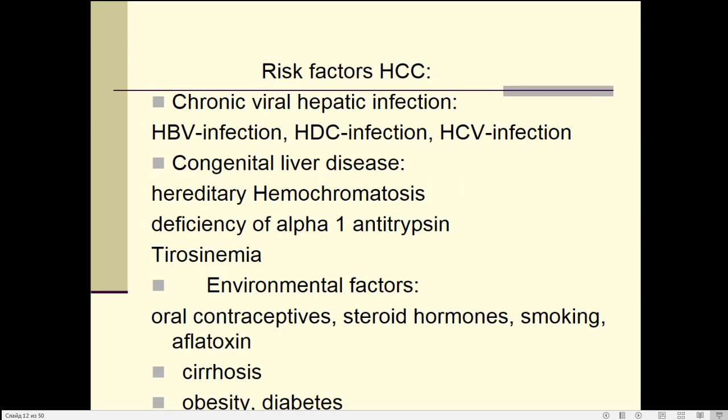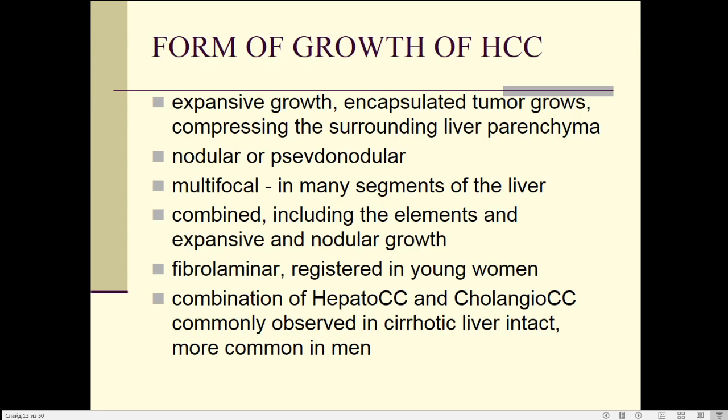Cirrhosis, obesity, diabetes. Forms of growth of hepatocellular carcinoma: expansive growth, an encapsulated tumor growing and compressing the surrounding liver parenchyma; nodular or pseudonodular; multifocal, which means in many segments of the liver; combined, including elements of both expansive and nodular growth.